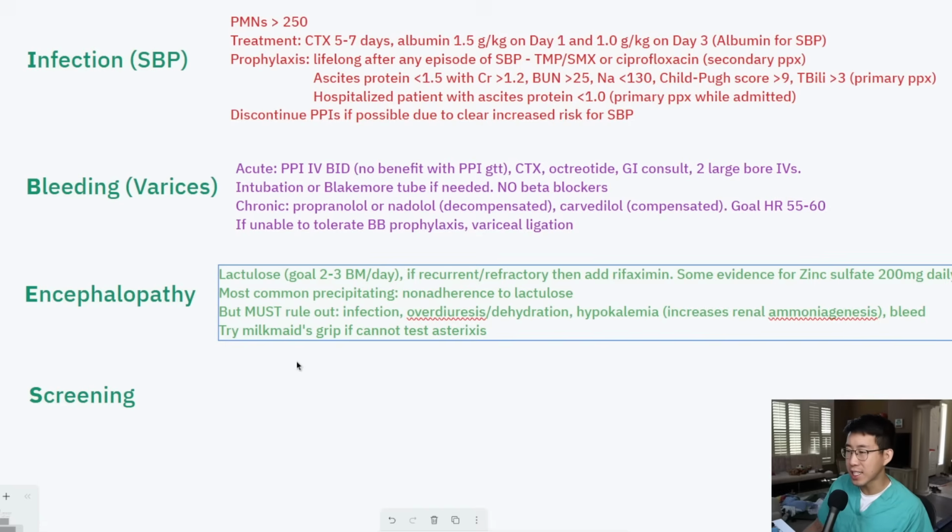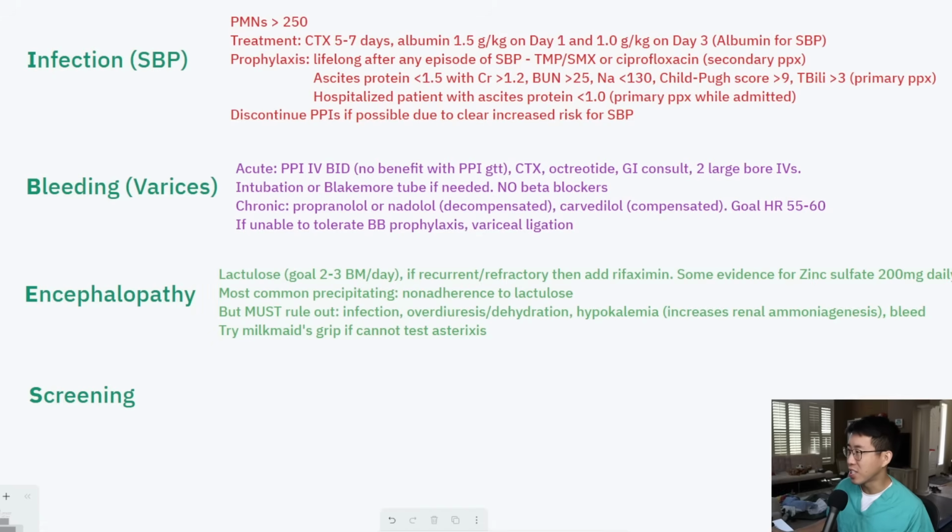And then finally, one of the things I like to teach a lot about lactulose is its mechanism of action, because I actually feel like it has one of the most interesting mechanisms of action out there.